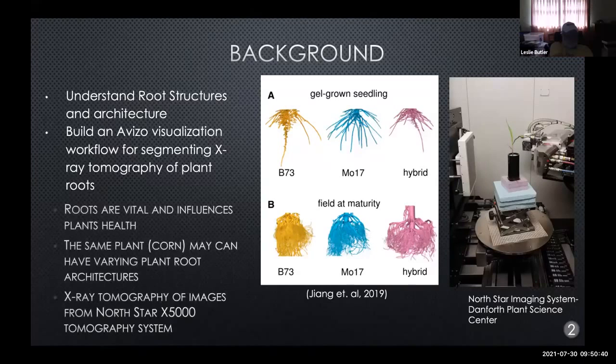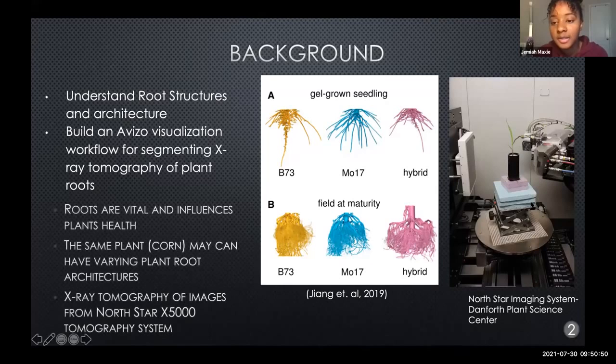So I had 3 data sets of corn to work with. They were all donated from Stanford Plant Science Center. They were put in an imaging system like this that you see over here. This is a Northstar X 5000 system. The plants are put in this system, and then from there was 2D X-ray tomography that I had to work with. I was responsible for creating a tomography view of those 3 root data sets that I had.